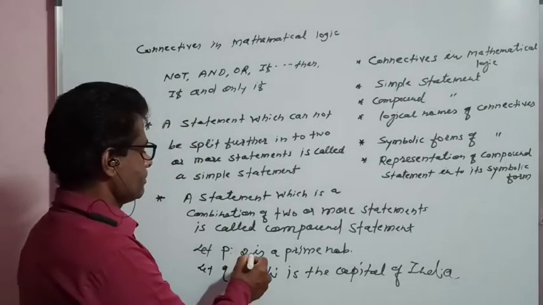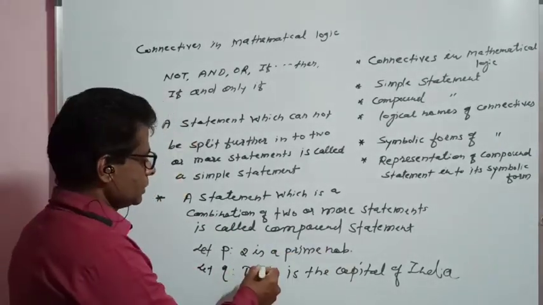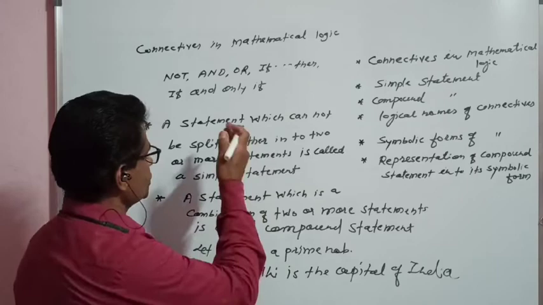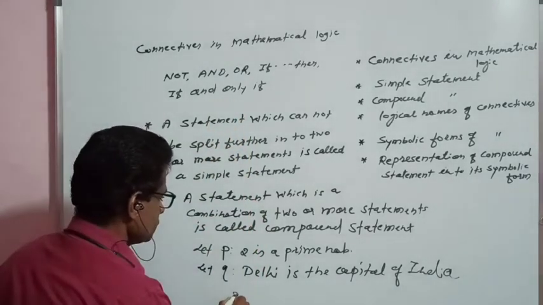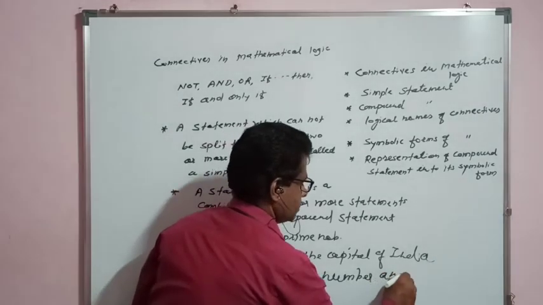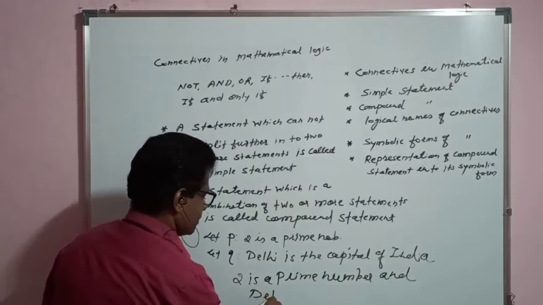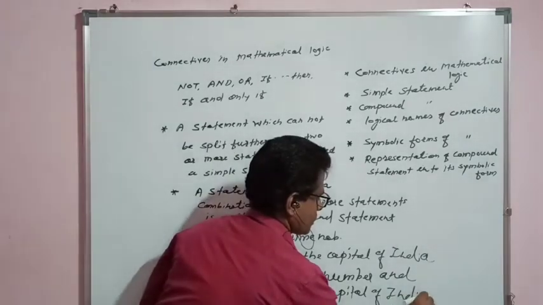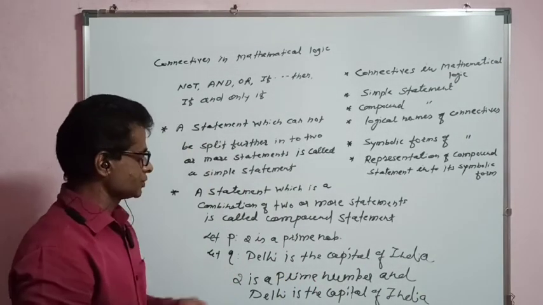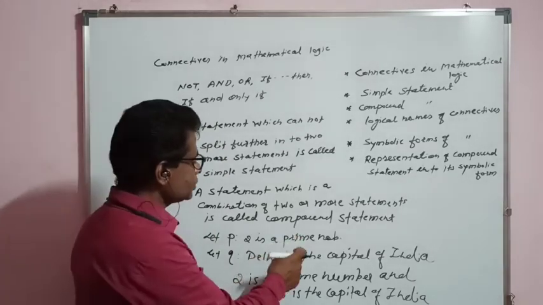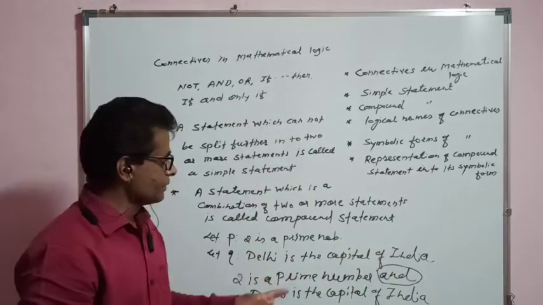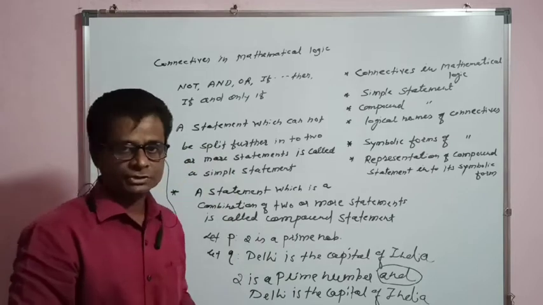For example, P: 2 is a prime number. Q: Delhi is the capital of India. Then if I combine these two statements by using any one connective, say, 2 is a prime number and Delhi is the capital of India. So this statement is considered as a compound statement. Why? Because these two statements are combined by using the connective and. Therefore, this statement is known as a compound statement.